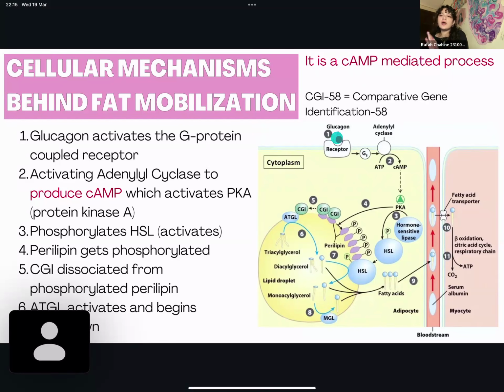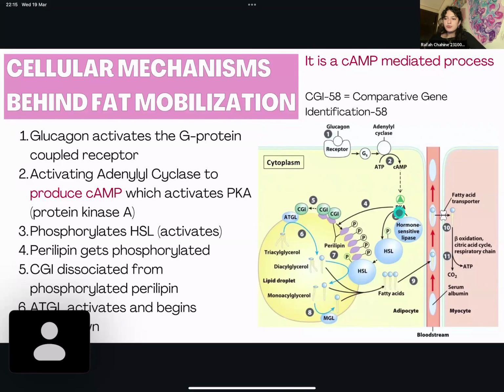So step number 1, we have a G protein coupled receptor, which I'm pretty sure you've already taken. And glucagon is going to bind to this receptor, activating it, which will cause this GS or G stimulant subunit to go and activate adenylyl cyclase. Okay, now in step number 2, adenylyl cyclase is going to convert ATP into cyclic AMP, and cyclic AMP is going to go and activate protein kinase A. Now, protein kinase A can do 2 things, which are step number 3 and step number 4.